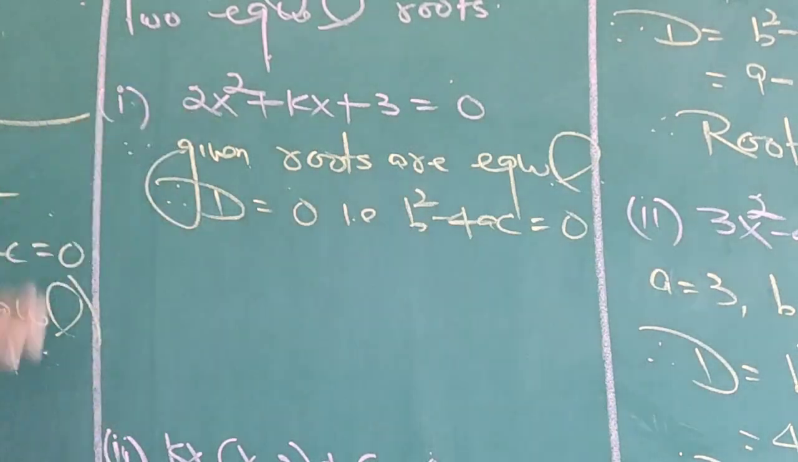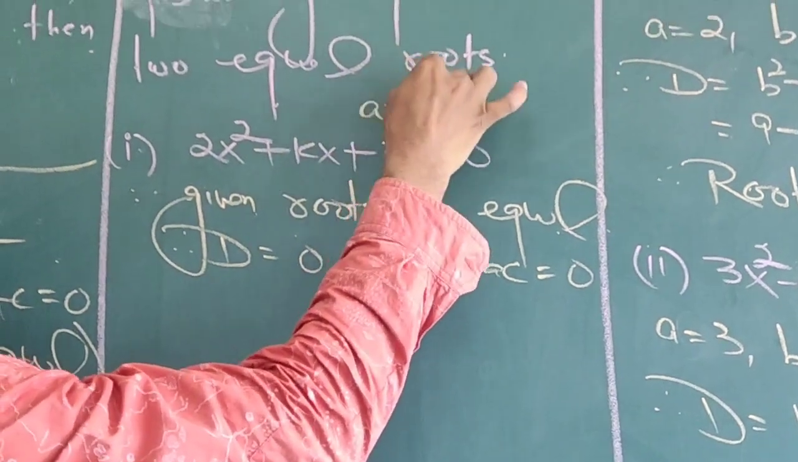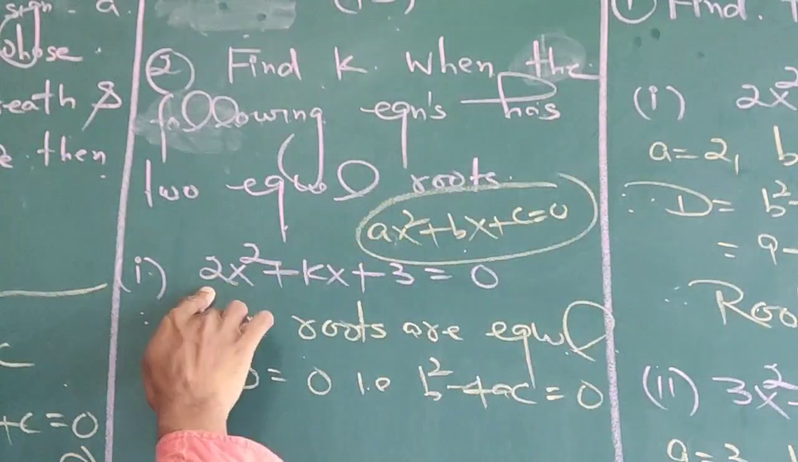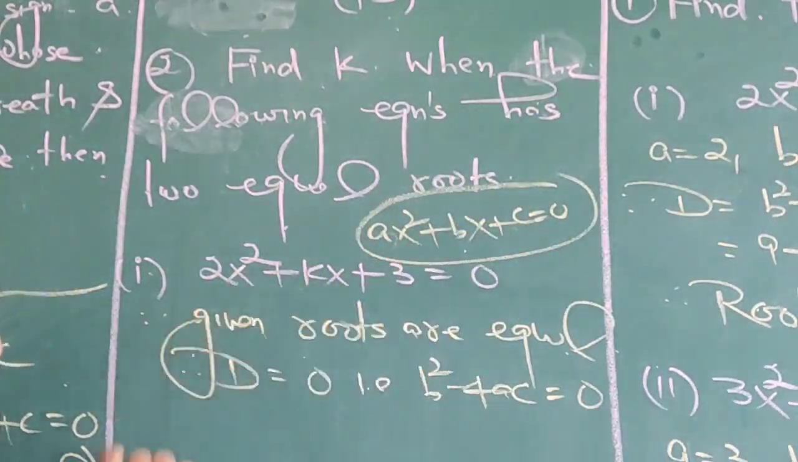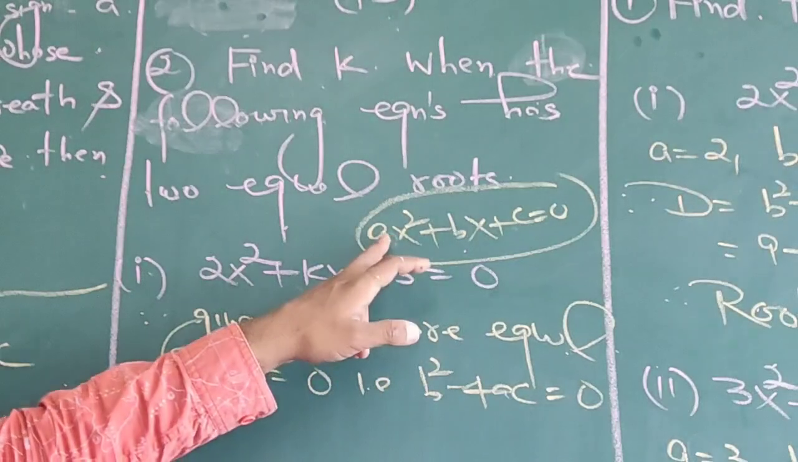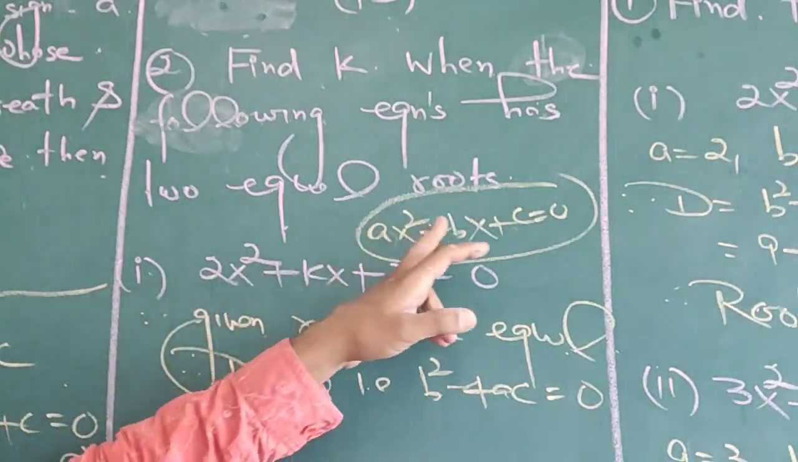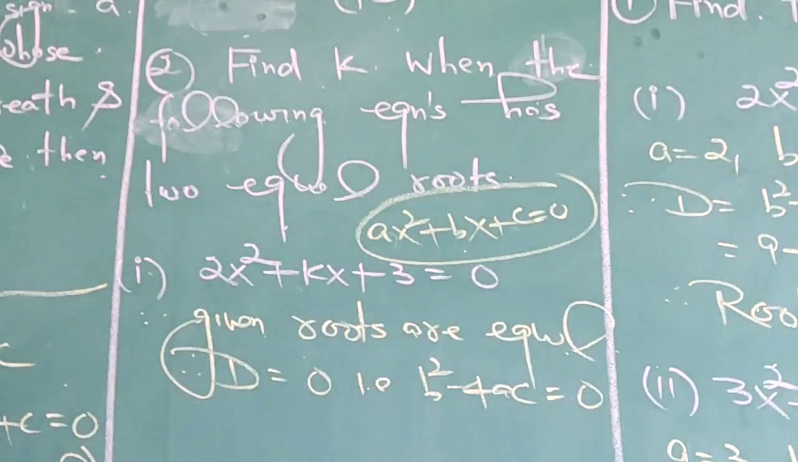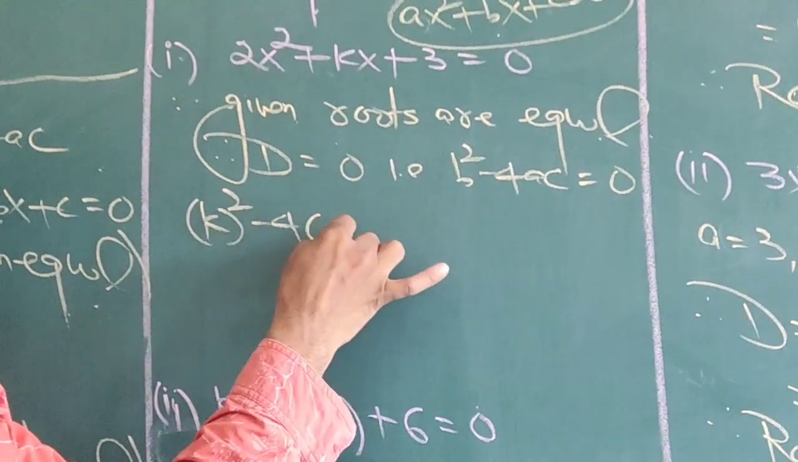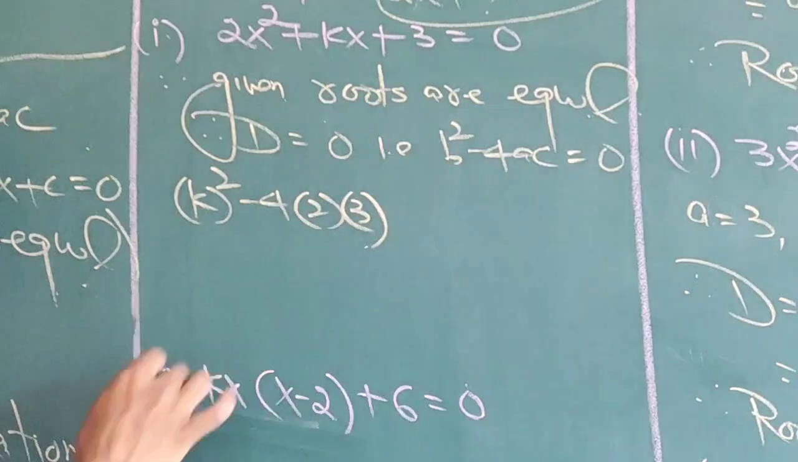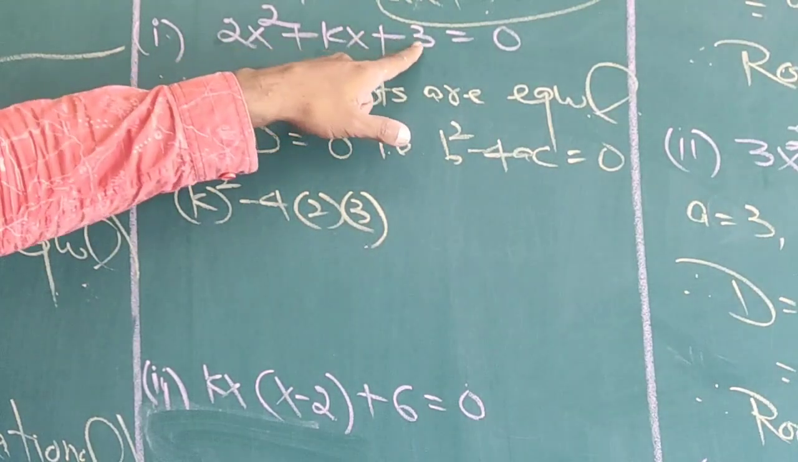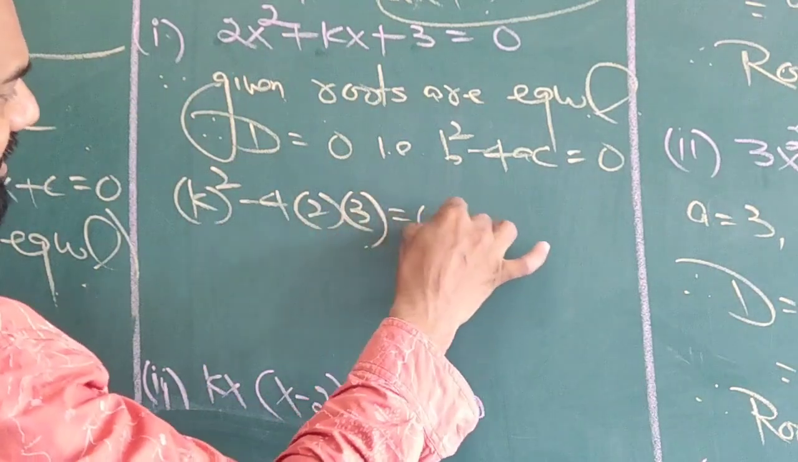And when we compare this question with the standard form ax² + bx + c = 0, then we get a = 2, b = k and c = 3, because the meaning of a is the coefficient of x², the meaning of b is the coefficient of x, and the meaning of c is the constant term. So by putting the values of a, b, c we get k² − 4 × 2 × 3, because the value of a is 2, b is k and c is 3, which is equal to 0.